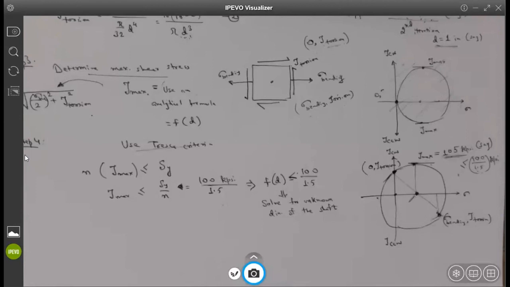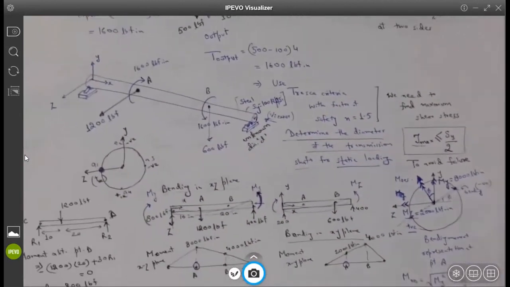Let me know, guys, if you are following it. I specifically took this numerical example just because instead of asking you to do it yourself, I thought to do it myself and to explain each step, because we have the bending moment appearing in 2 different planes.